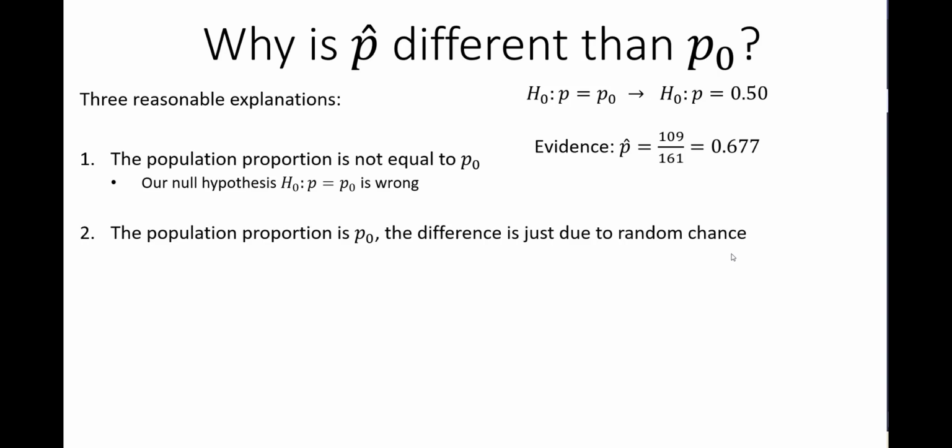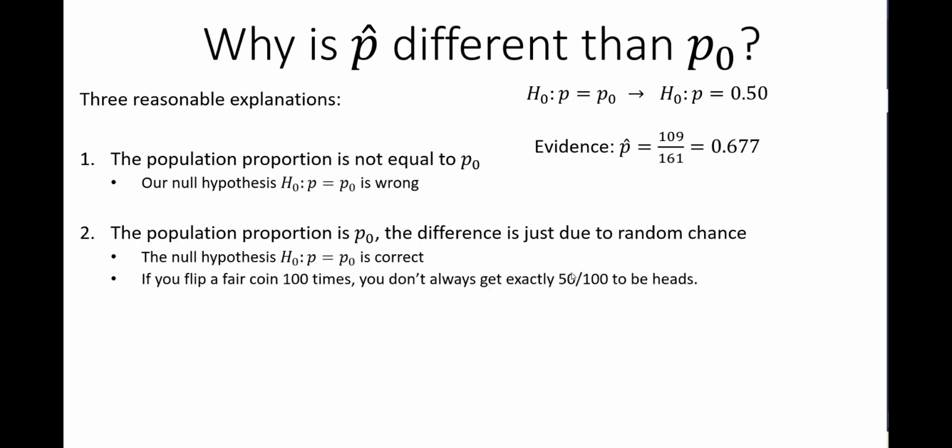Another explanation is that our null hypothesis is correct, just what we saw happen due to random chance. And so the second explanation is saying that the null hypothesis is true. And the idea is, even if you win 50% of the time, if you play a sample of 161 games, you won't win exactly 50% of them. In fact, if you play 161 games and you win half the time overall, you can't win exactly 50% in our sample.